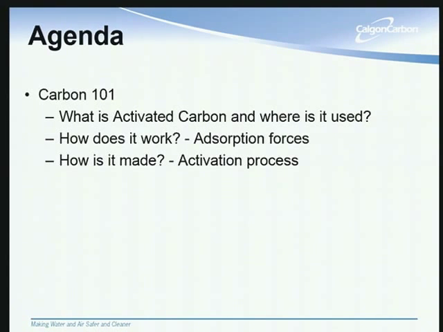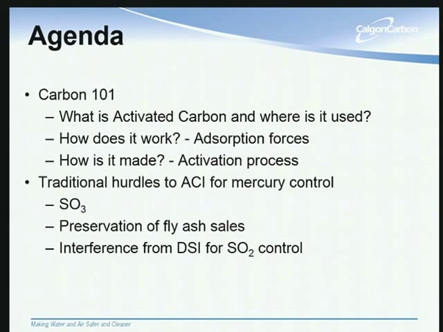But then from there I'll transition into talking about activated carbon for mercury control, but more specifically applying activated carbon in situations that traditionally have been impossible for activated carbon. Situations that include the presence of SO3, for example, situations where you want to preserve the quality of the fly ash for sale to the cement market, and also situations where DSI for SO2 has to be done in conjunction with ACI. That can cause some interference. I'll be illustrating this with, of course, some data with some Calgon Carbon products.